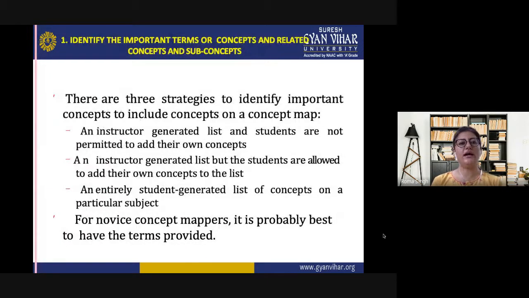So the first step is identifying the important terms or concepts, related concepts and their sub-concepts. There are 3 strategies where we identify important concepts that have to be included in a concept map: an instructor generated list, and students are not permitted to add their own concepts. So here we have to find out the strategies for how we are going to include the concepts. So it is not always what the teacher has told them. Sometimes there is a list already given by the teacher. So students have to go around that concept.